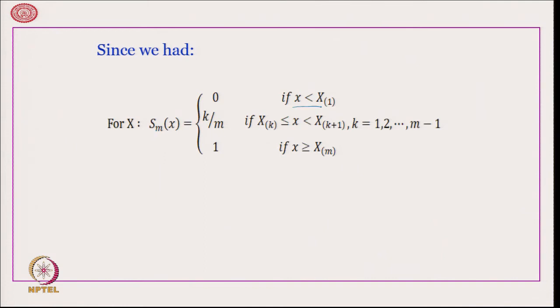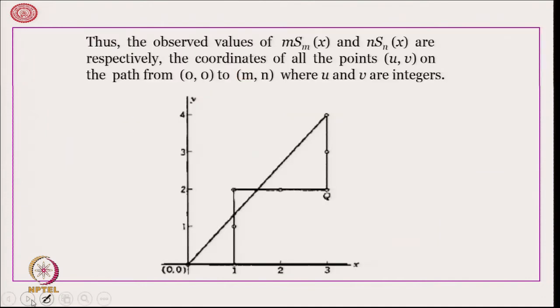This is happening because of the definition that we have already seen, that S m x is 0 if x is less than the first order statistic, it is k by m if x is between the kth and k plus 1th order statistic, where this is a strict inequality, and it is 1 if x is greater than or equal to x m. Thus, the observed values of m S m x and n S n x are effectively the coordinates of all the points u v on the path from 0 0 to m n. Therefore, for this example, from 0 0 we have gone to 1 0.